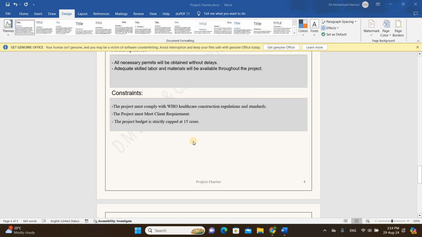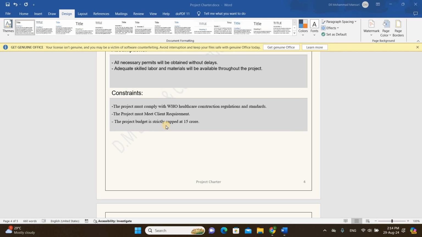Constraints. These are the constraints. The project must comply with WHO healthcare construction regulations. So what is the constraint? Constraint means a restriction on your project, which is not in your control, which is not in your hand. So the project must comply with WHO healthcare construction regulations and standards, or the government regulations.